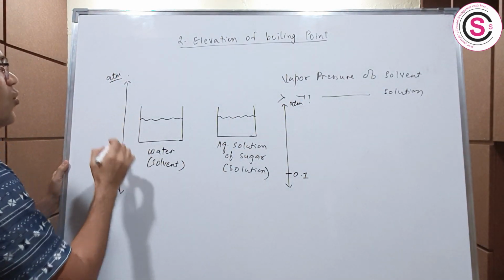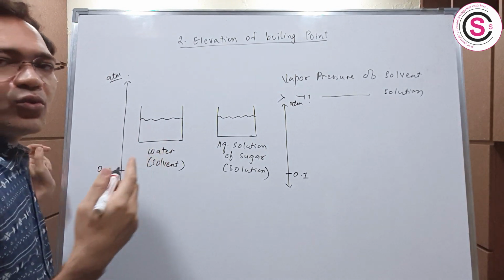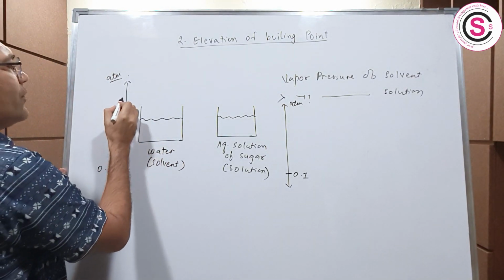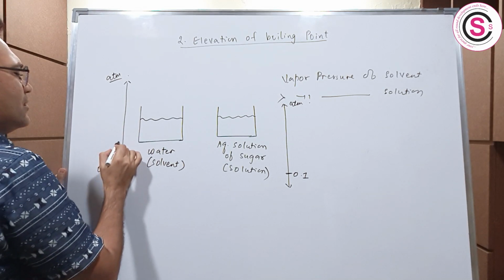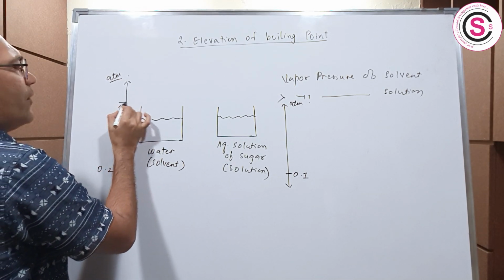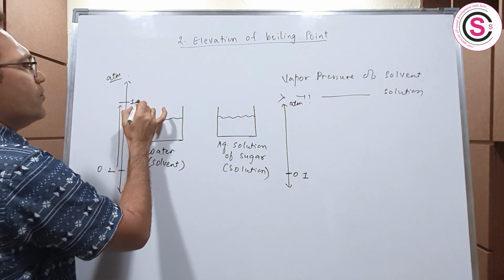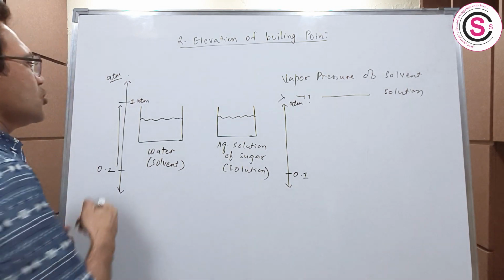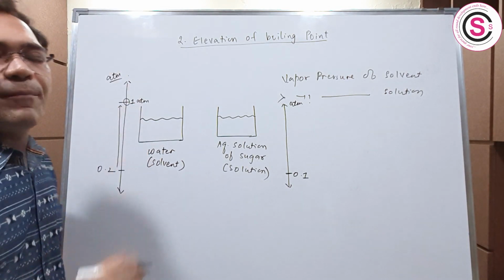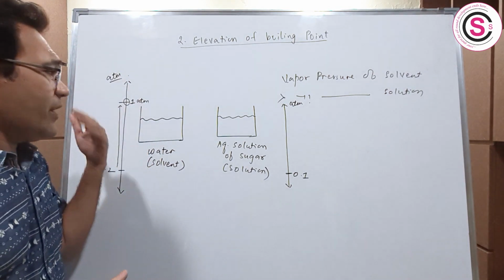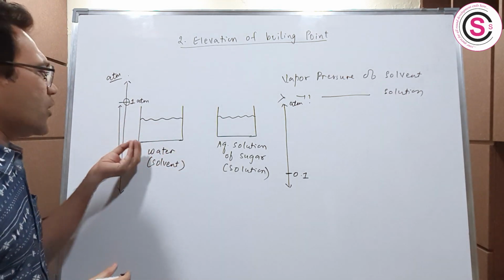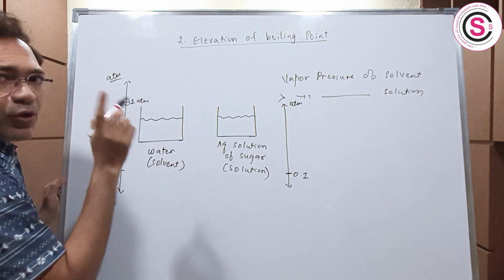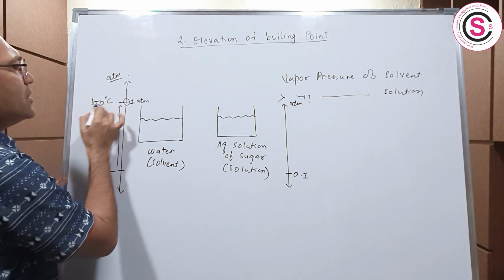Right. Now, when I go on heating it, you know that when you heat it, the vapor pressure increases. Right. So what will happen? The vapor pressure will rise, and at one particular temperature it will reach 1 atmosphere, which is my atmospheric pressure. Correct? So when the vapor pressure of water equals atmospheric pressure, the water will begin to boil. Right? And we all know that the corresponding temperature here will be 100 degrees Celsius.